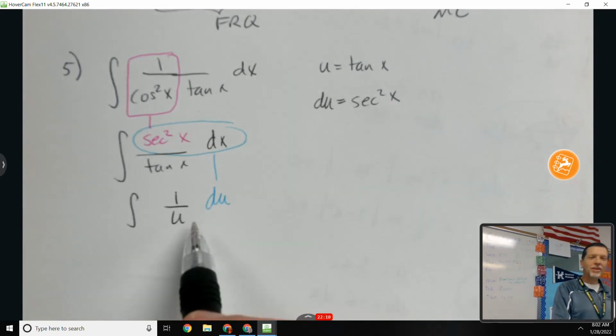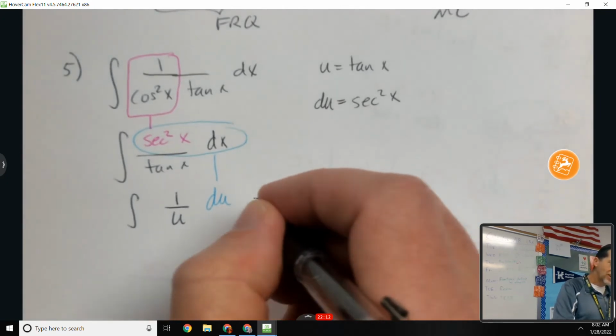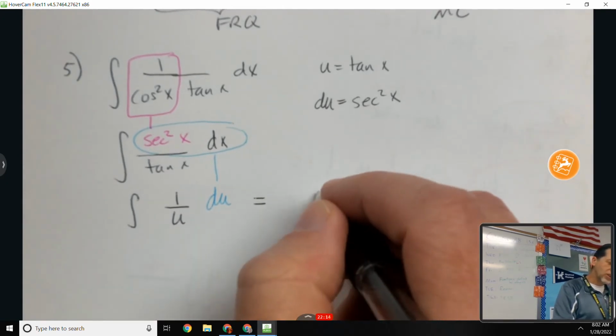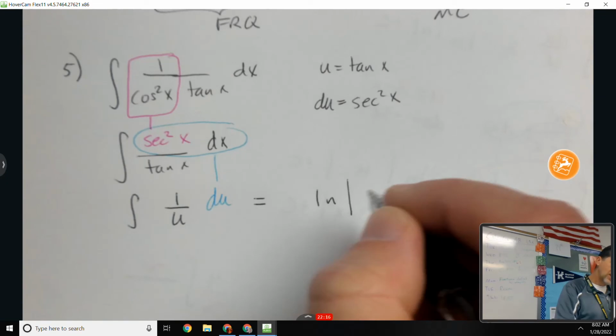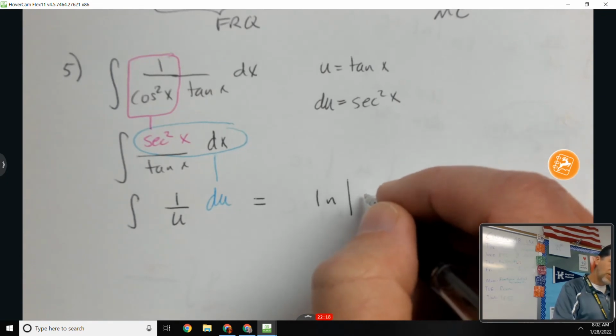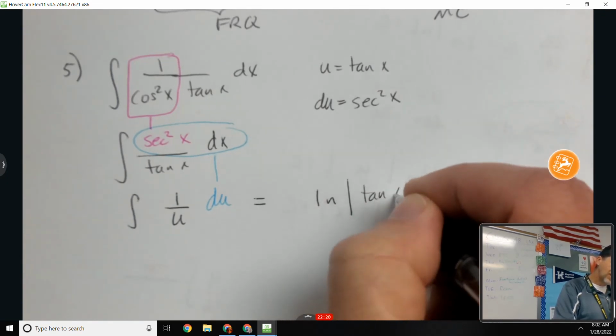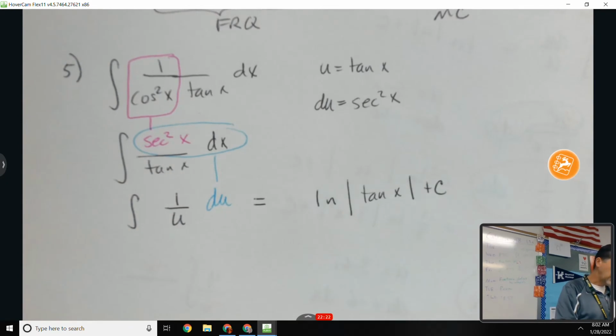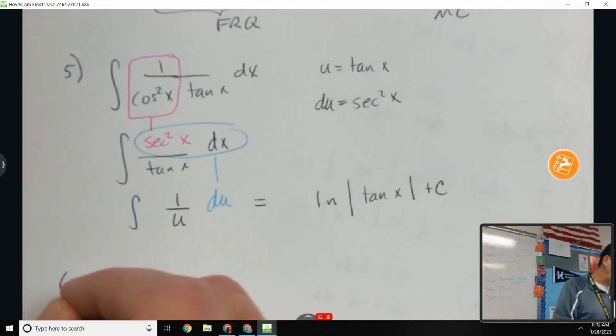Well, once again, we get down to the integral of 1 over u du. So natural log absolute value of tangent of x plus c. Tricky, sort of. Maybe not sort of, maybe definitely.